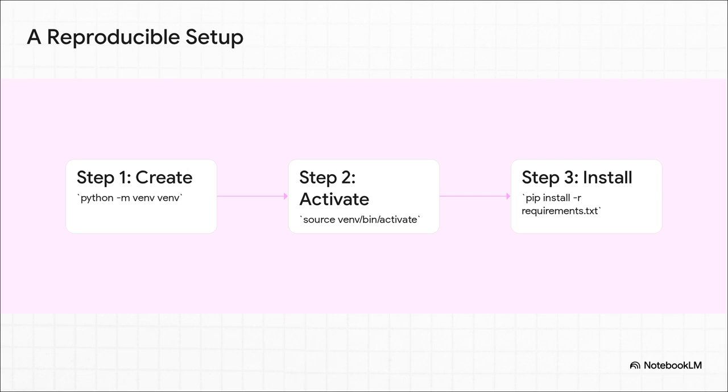One command to create this virtual environment, another one to activate it, kind of like flipping a switch, and the third one to install the exact libraries your project needs. This simple 3-step dance is the key. It means anyone who gets your project can perfectly replicate your setup in just a few seconds.